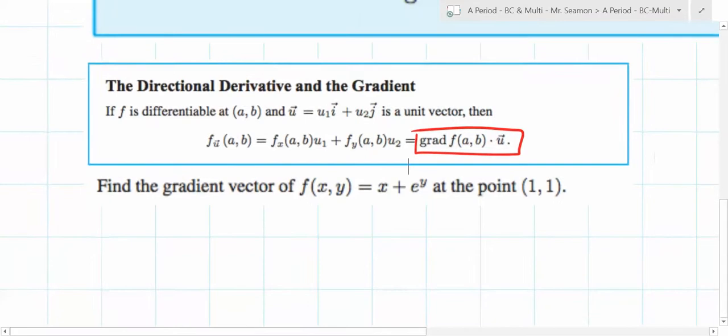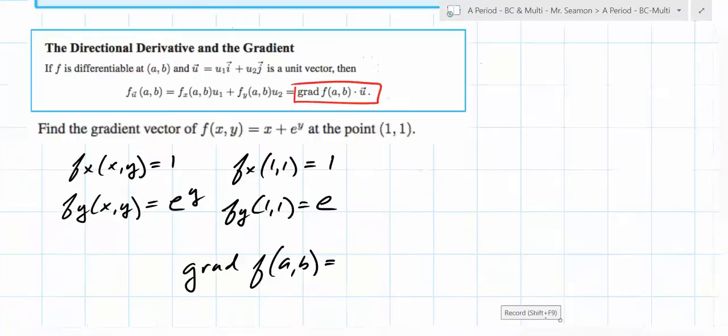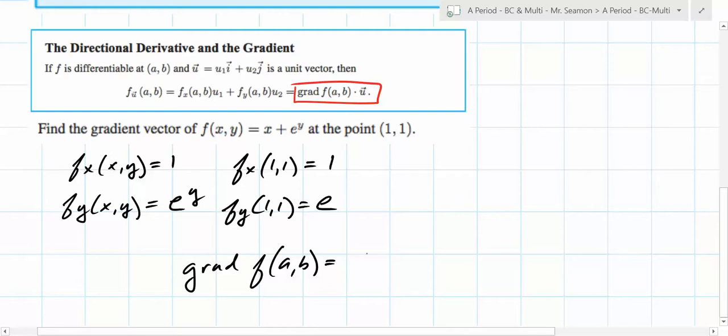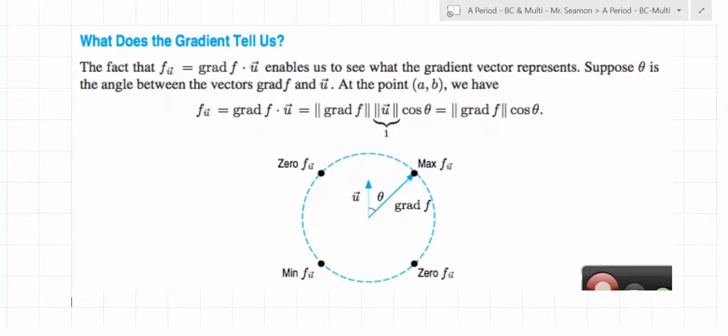So in a really straightforward fashion, they ask: find the gradient vector of f(x,y) = x + e^y at point (1,1). So what would you do if you wanted to do that? How would you go about doing that? And remember, it's a vector, right? So what's it going to be? i + ej. Yeah, that's it. So just numerically, generally they get easier, right?